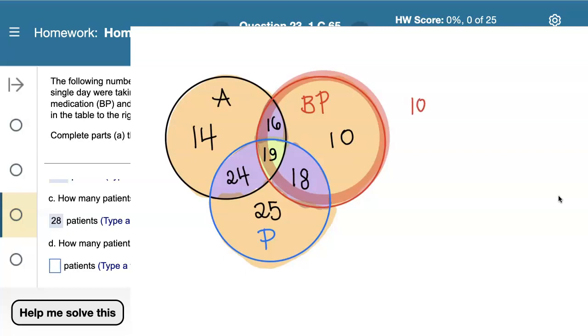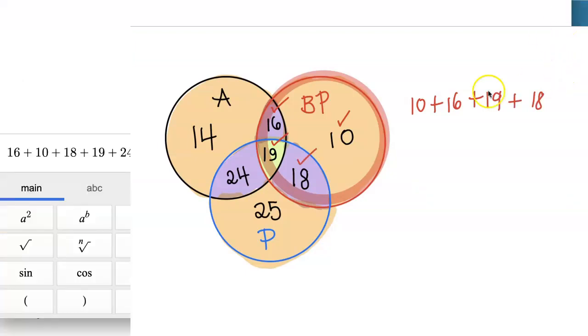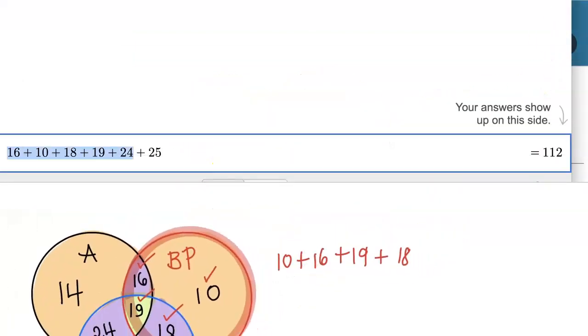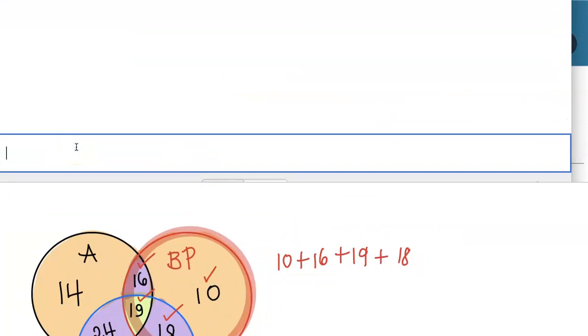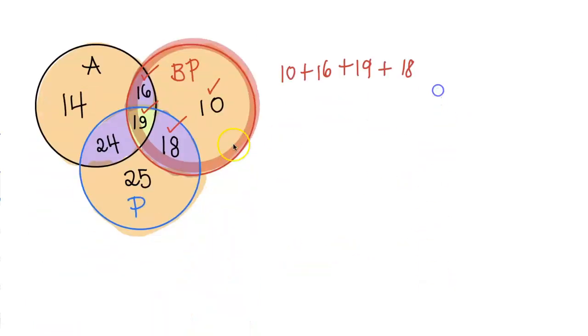So 10 plus 16, 19, and 18. So getting my calculator open to type those in. 10, 16, 19, and 18. That comes out to be 63. So 63 people took at least blood pressure medication.